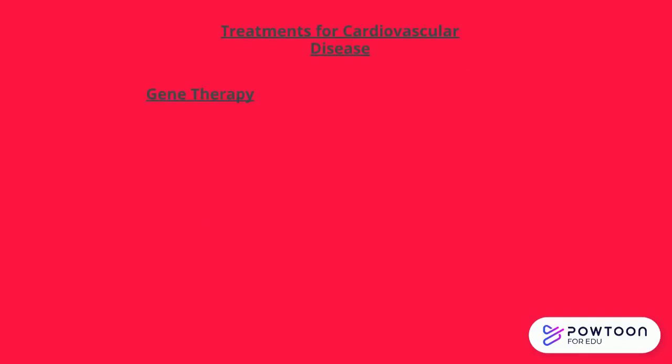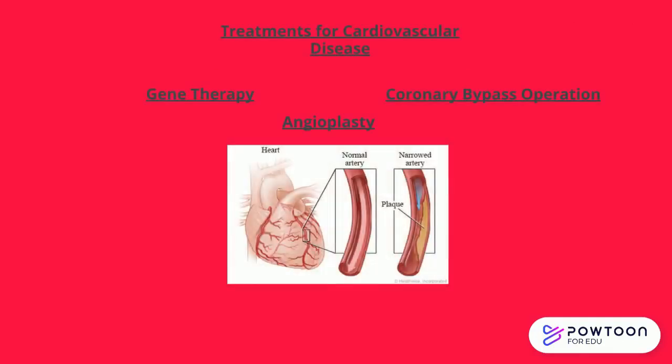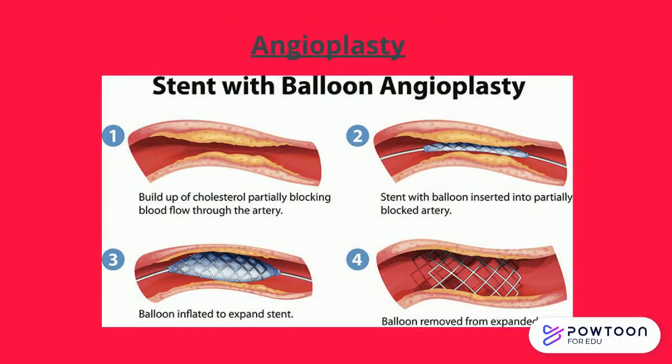Since cardiovascular disease is so prevalent, there are medical treatments that can help individuals with these disorders. Some treatments for clogged arteries include coronary bypass operations, gene therapy, and angioplasty. A balloon angioplasty can help unblock a coronary artery. This does not require major surgery, but instead a catheter with a stent, which is a small mesh cylinder, is inserted into a clogged artery.